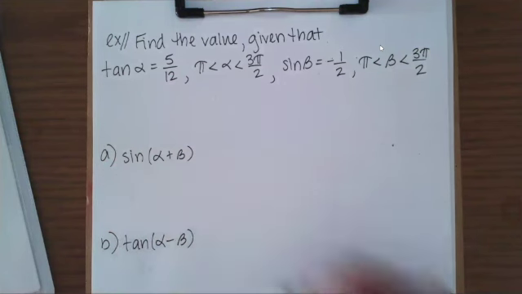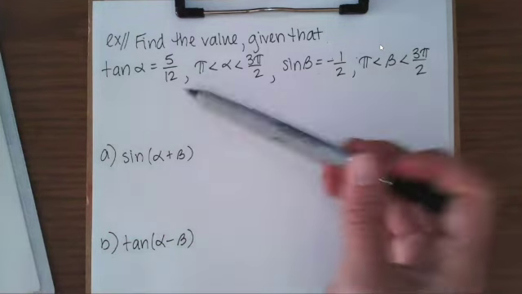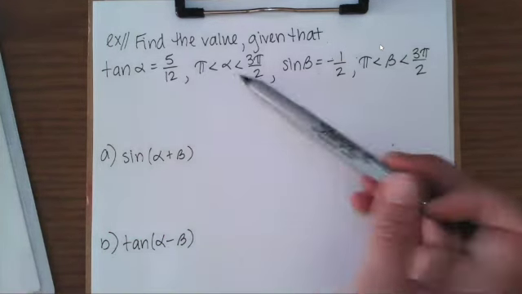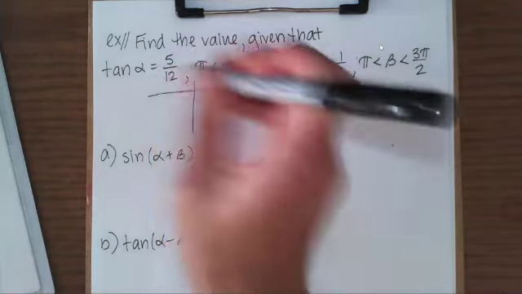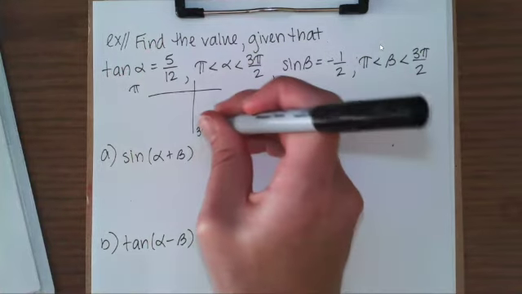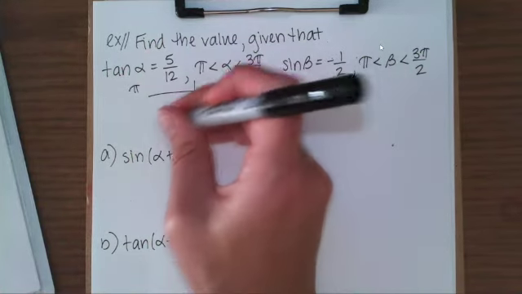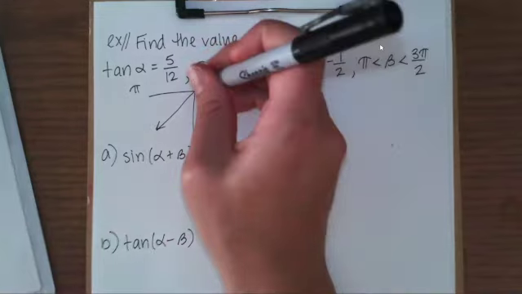So again, we're just using these sum and difference formulas. The first thing I want to do is draw a picture of alpha and draw a picture of beta. So what do we know about alpha? We know alpha is between pi and 3 pi over 2. So here's pi, here's 3 pi over 2. So alpha is somewhere in here. Okay, so here's alpha.